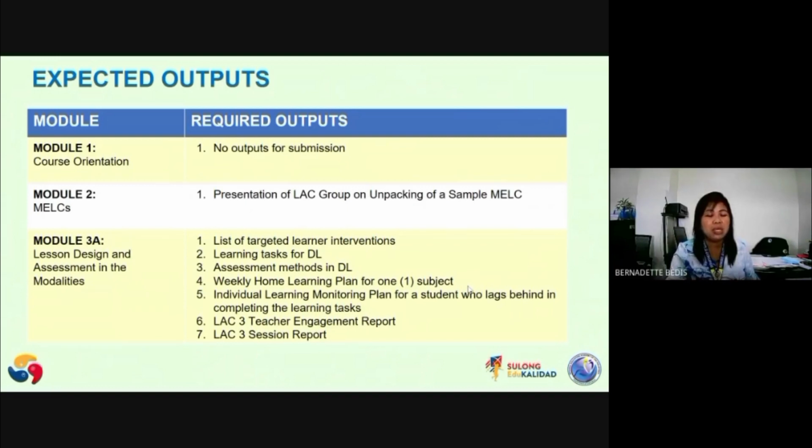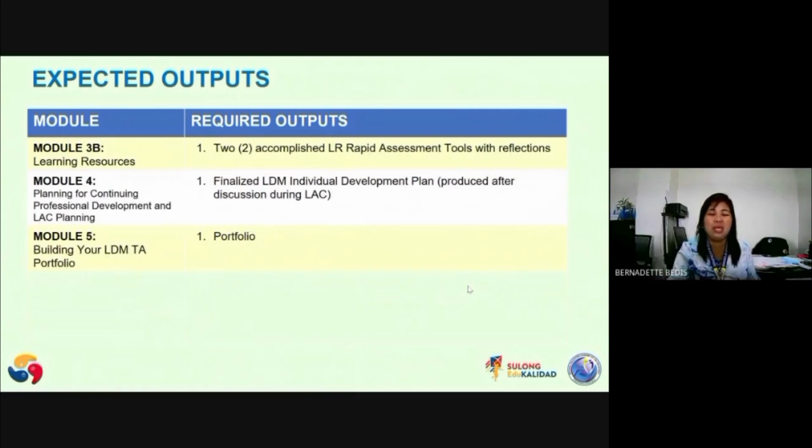Number 6, LAC 3, teacher engagement report. Number 7, LAC 3, session report. For Module 3B, the required outputs are the two accomplished LR rapid assessment tools with reflection. For Module 4, the required outputs are the finalized LDM individual development plan, which is produced after discussion during the LAC. For Module 5, the required output is your portfolio.